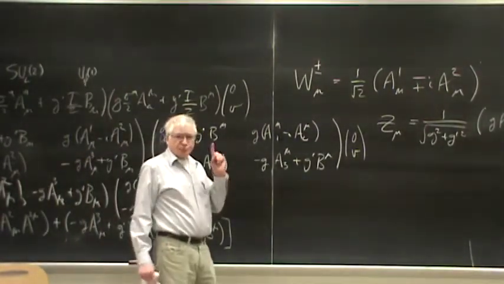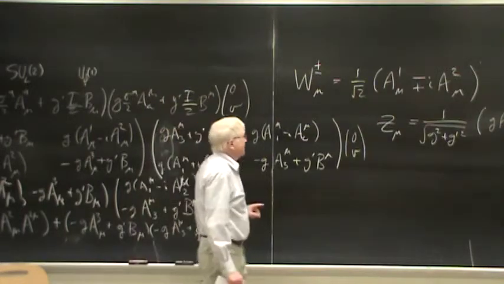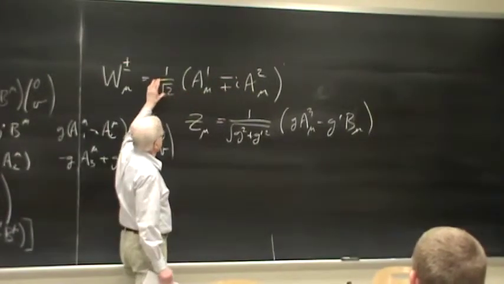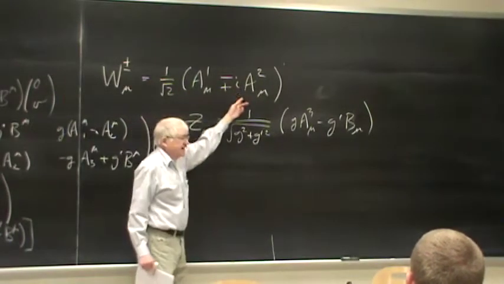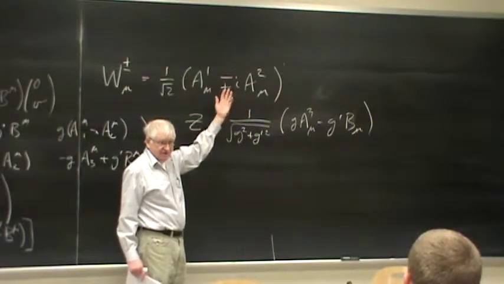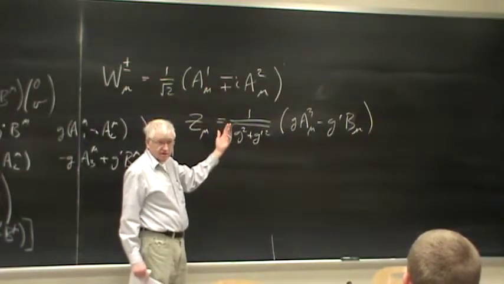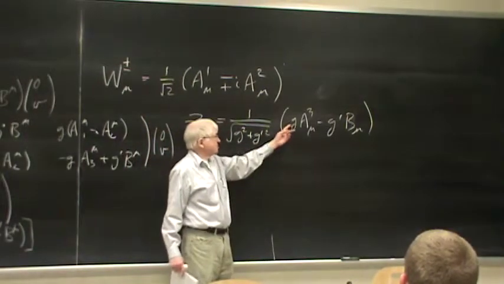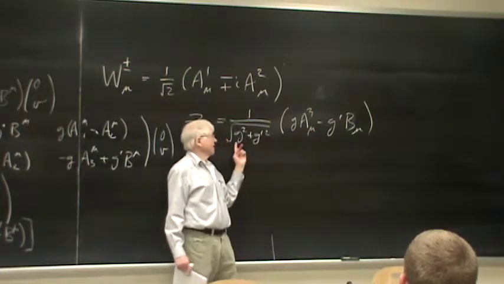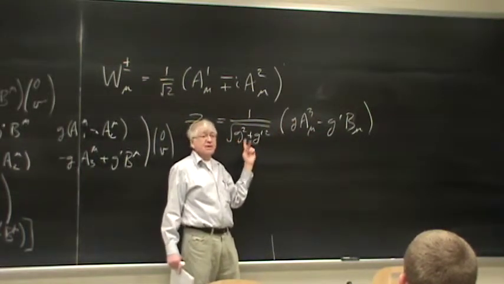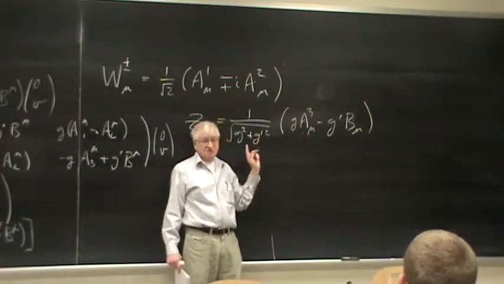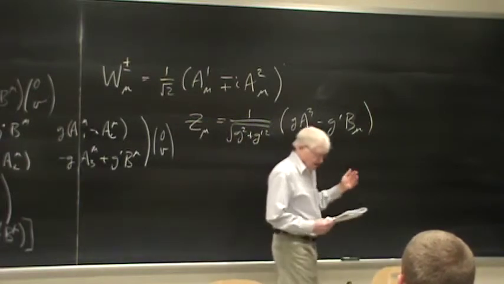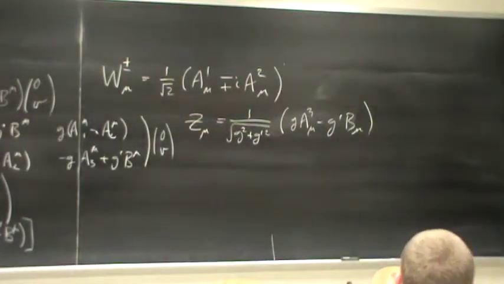Now let's appreciate the normalization. The normalization here is that the coefficient of this guy squared plus the coefficient of that guy squared in absolute value terms is 1. That's 1/2 plus 1/2. Over here, it's g squared over g squared plus g prime squared plus g prime squared over g squared plus g prime squared. That's also 1. So the normalization is correct.